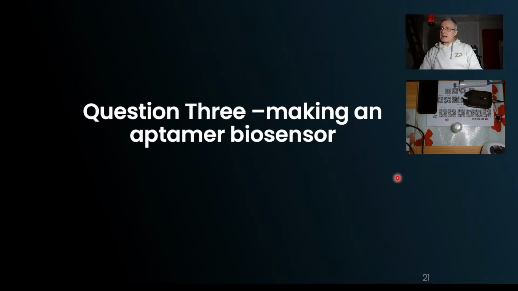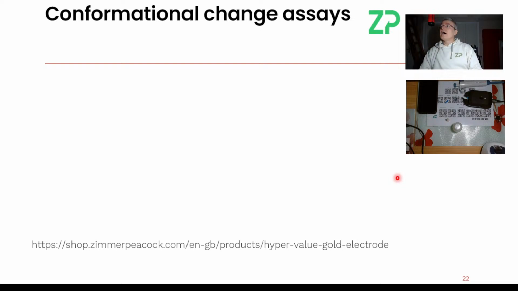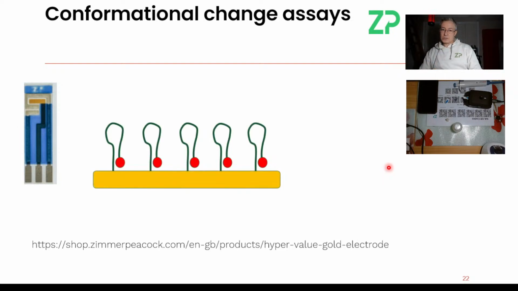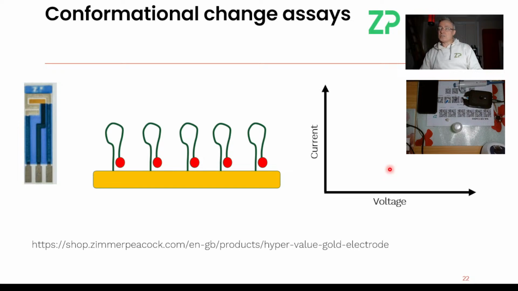Question number 3, making an aptamer biosensor. At ZP, we do a lot of work on aptamer biosensors. I think aptamers are a useful group of molecules. You can design them, make them specific to your target, and we do this quite a bit. These days, people are also putting a redox probe on the aptamer, so that when the aptamer binds with its target, so here's an unbound aptamer, we can read it by voltammetry.